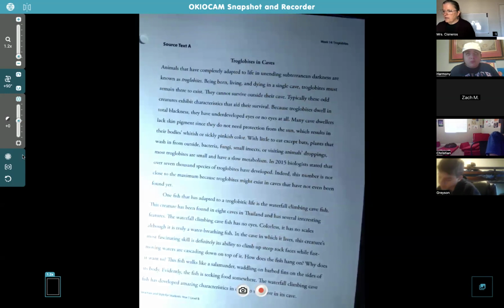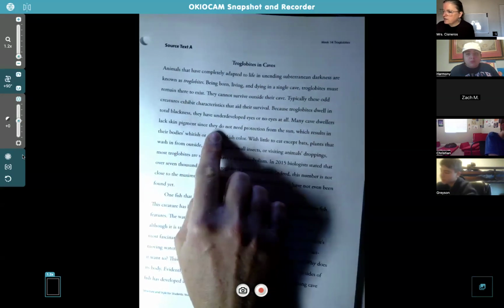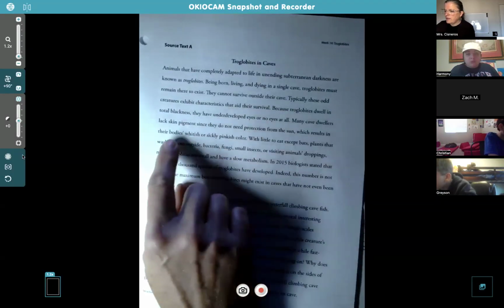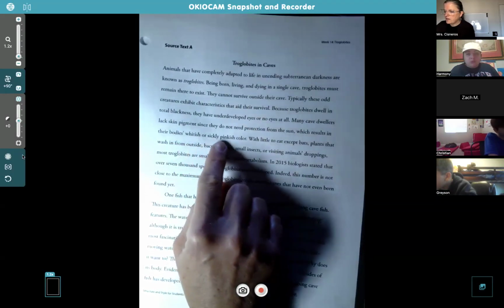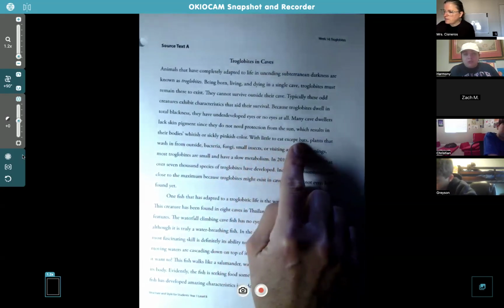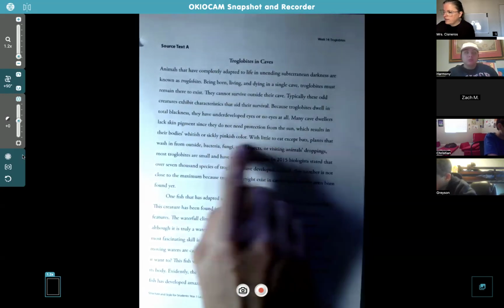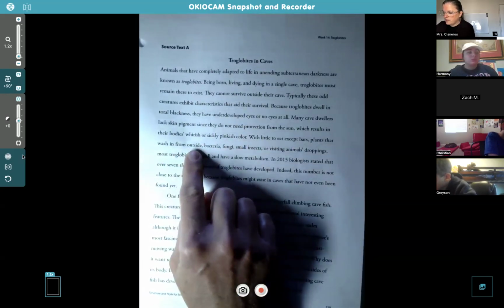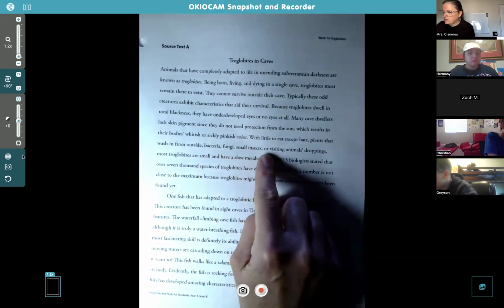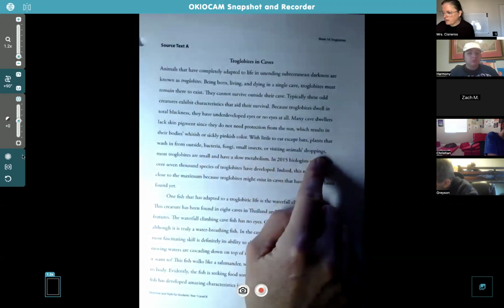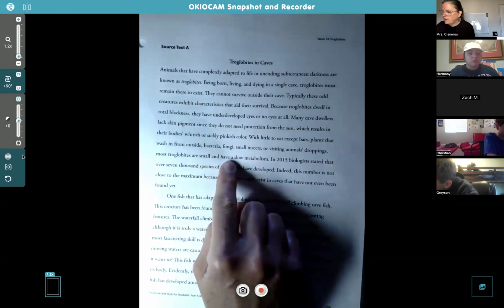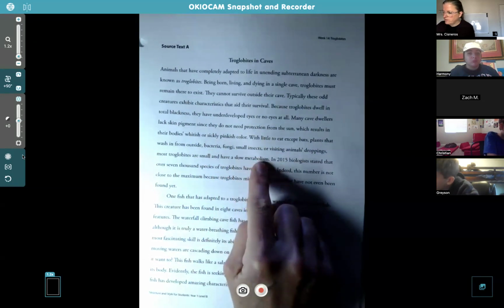Many cave dwellers lack skin pigment because they do not need protection from the sun, which results in their bodies' whitish or sickly pinkish color. With little to eat except bats, plants that wash in from outside, bacteria, fungi, small insects, or visiting animals' droppings, most troglobites are small and have a slow metabolism.